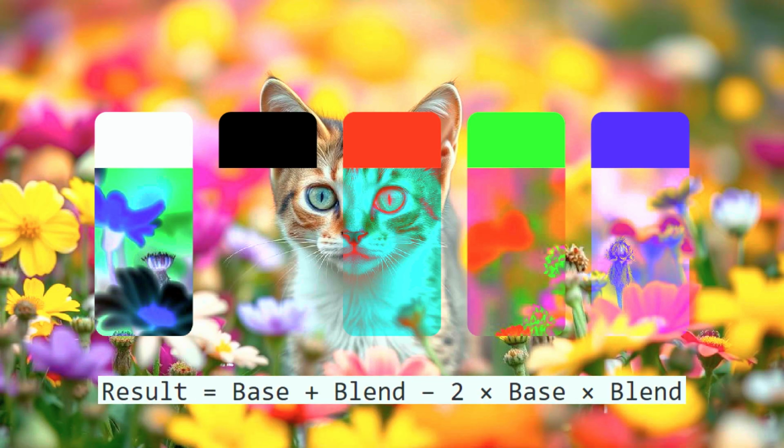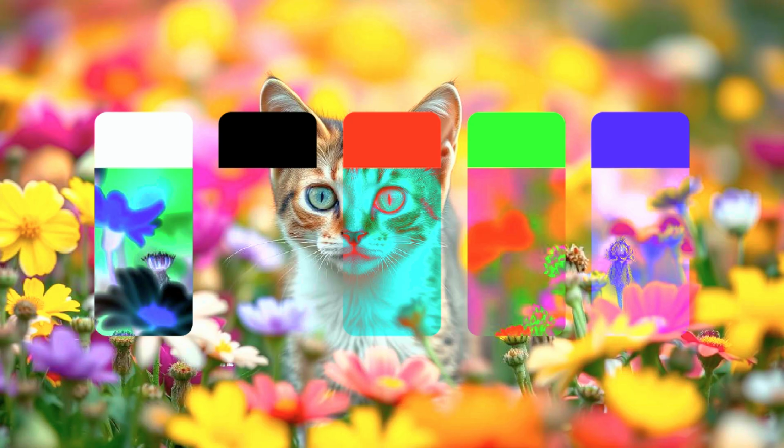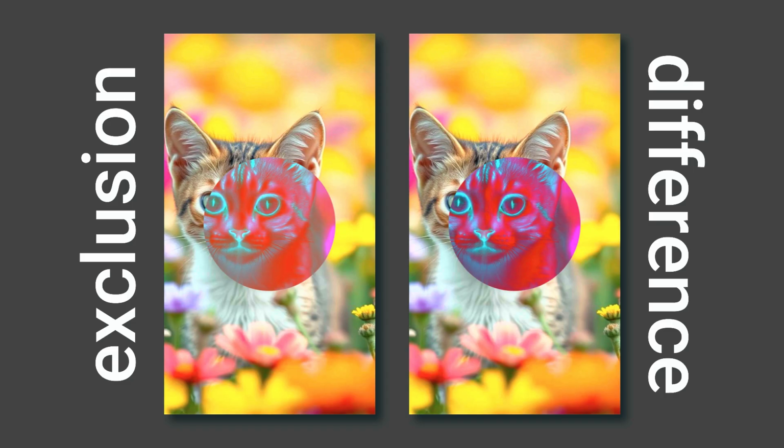Exclusion. Exclusion is similar to difference, but softer. Instead of sharp high contrast, it produces a muted, more grayish result. Black keeps the base as it is. White inverts like difference, but with less intensity. Comparing difference and exclusion side by side, exclusion gives a gentler inversion, useful when you want experimental effects without harsh edges.